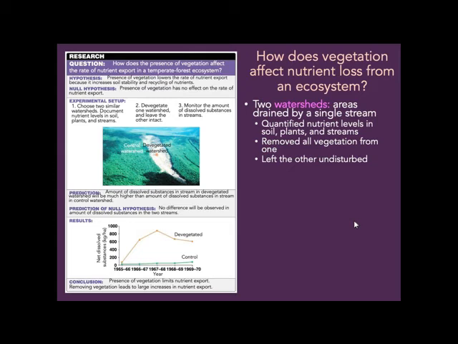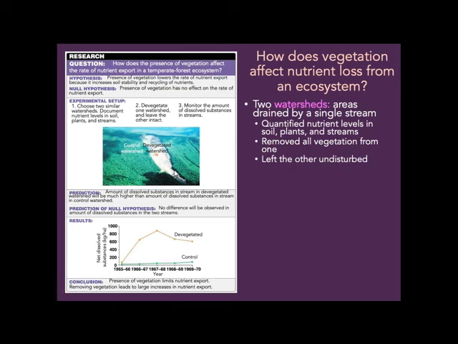What's a watershed? A watershed is an area of land that empties into a body of water. Here it says area drained by a single stream. So in this case, it's a stream. This is the body of water. What they did is they quantified nutrient levels in the soil, in the plants, and in the streams. And they had two watersheds, a control one and a devegetated one.